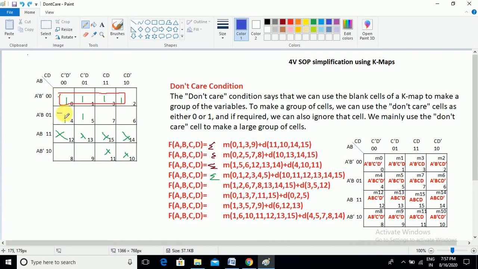So if you utilize the don't care cells, here you can create a 4 cell grouping, and 15, 14, 11, 10 are not to be considered, because we should not create a separate group for these 4. Maybe you think that these 4 are adjacent to each other and we can create this group, but it is not recommended. We should not do it. We should not create a separate group for any don't care cells.